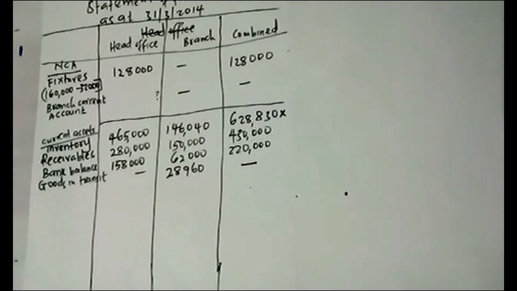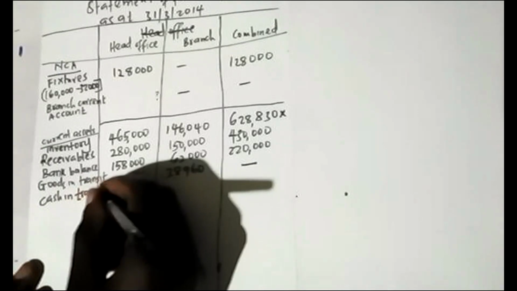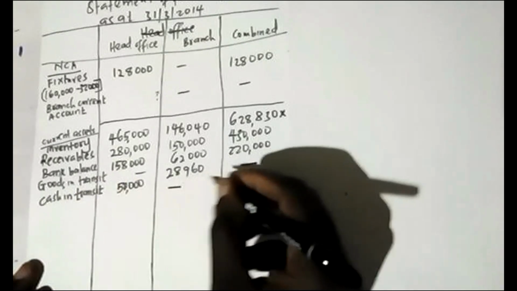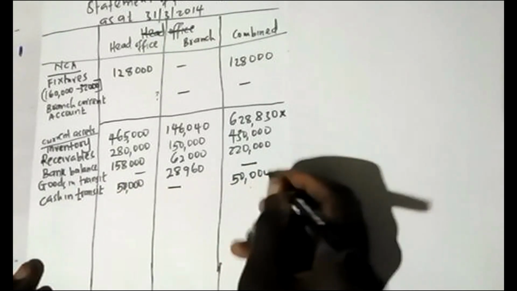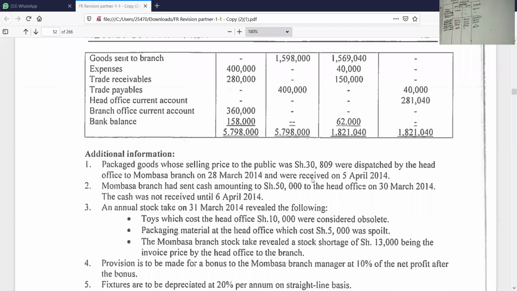Then the next thing I have to record is all about cash in transit. And it was under note 2, it was 50,000. It was heading to the head office. So this one I have to record under the head office and under the combined because it has not been adjusted in any way. Note 2. I think you remember that. So this Mombasa branch had sent cash amounting 50,000 to head office. So cash was received until 6th April. So that is what I've recorded. It was in transit.